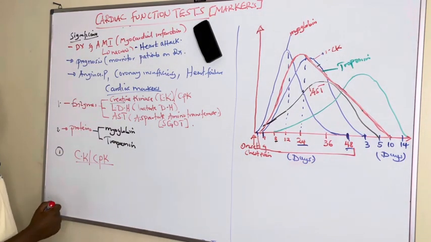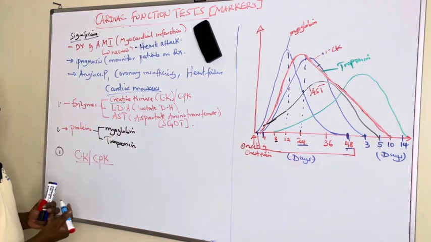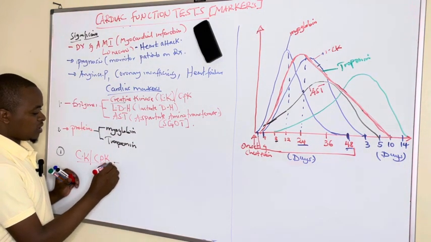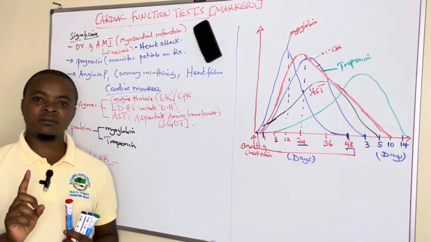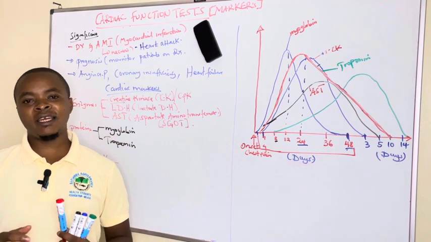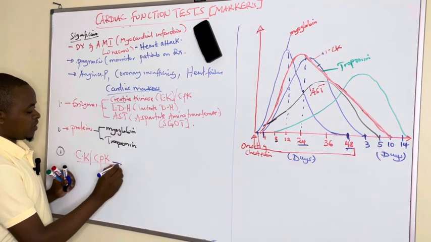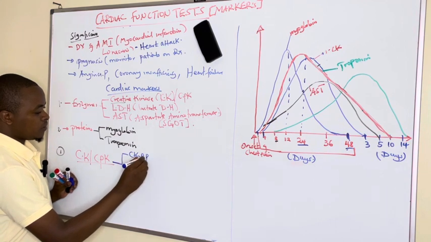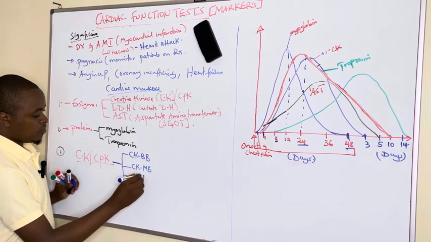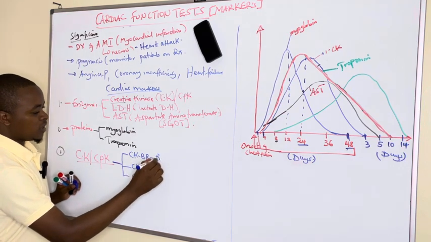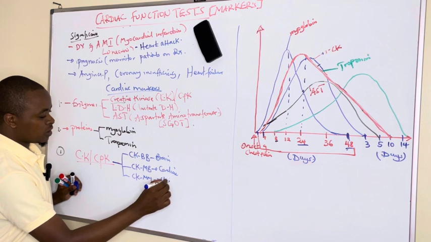This cardiac marker is found in the muscles, both skeletal muscles and cardiac muscles, and sometimes in the brain, whereby it has different isoenzymes. What are isoenzymes? Isoenzymes are different forms of the same enzyme, one enzyme existing in different forms depending on the tissue where it is found. So CK has different isoenzymes: CKBB, CKMB and CKMM, whereby the first is specific to the brain tissue, the second is specific to the cardiac, and the third is specific to skeletal muscle.